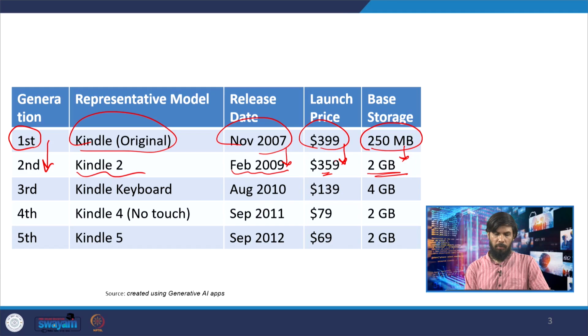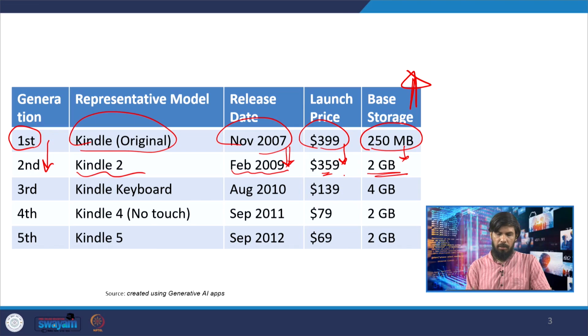So, there was a price drop in 2 years, and we also see an increase in storage. So, the people who could wait for Kindle 2 must have bought it at a cheaper price and better, higher storage, right.